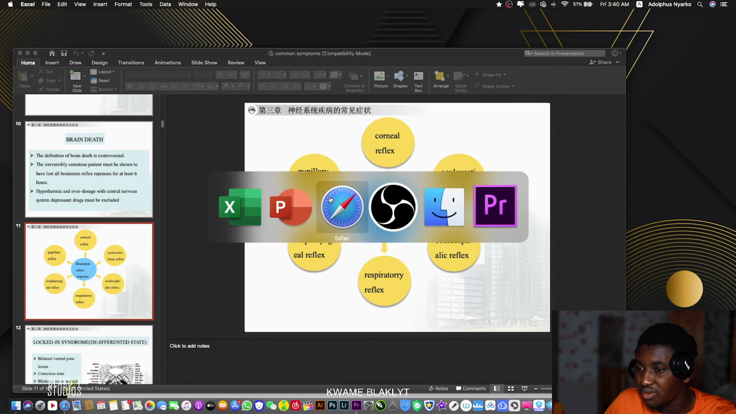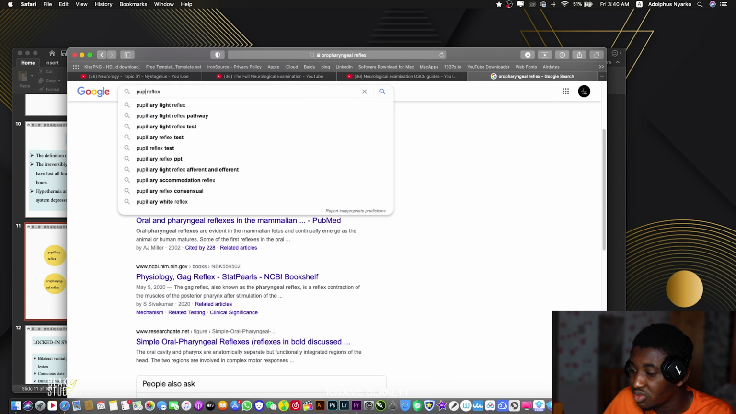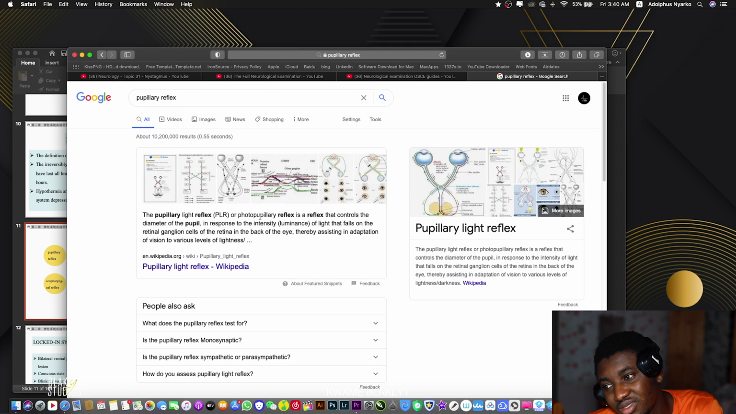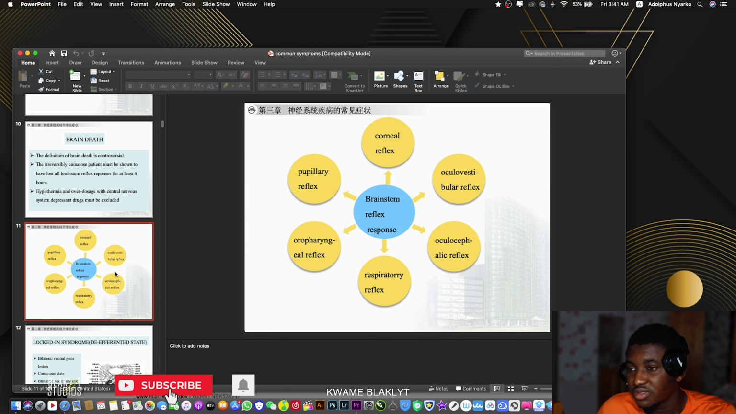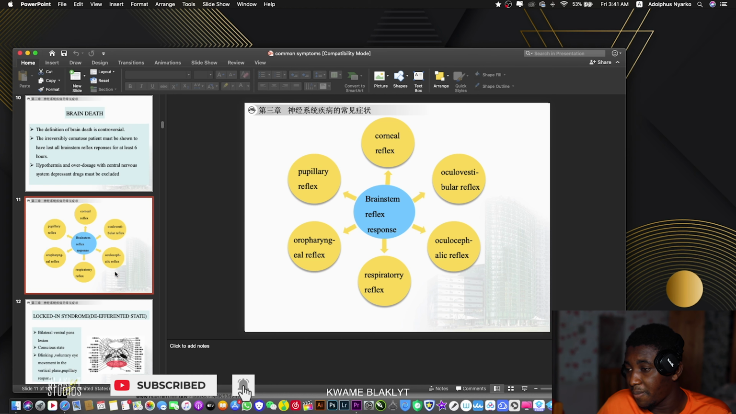We've got pupillary reflex. I know that's where the pupils react to light. Pupillary light reflex or photopupillary reflex is a reflex that controls the diameter of the pupil in response to the intensity or luminance of the light that falls on the retinal ganglion cells of the retina in the back of the eye, thereby assisting in adaptation of vision to various light levels. So that's the one where the pupils dilate or constrict based on how much light is hitting them. Right? So basically, these are the reflexes.